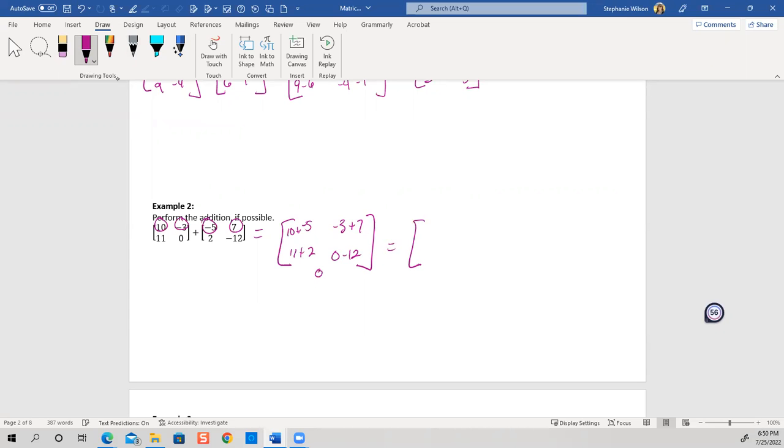And it was a plus. It was 0 plus a -12. We could have written it that way too. So I got 10 plus -5 is 5. -3 plus 7 is 4. 11 plus 2 is 13. And then 0 plus a -12 is -12. And that is our answer.